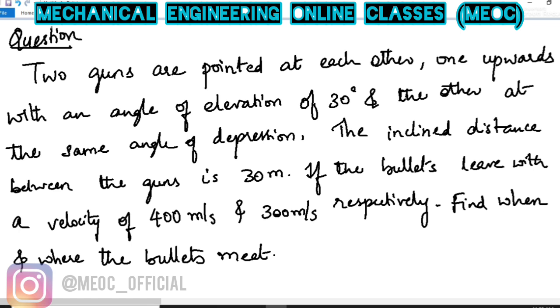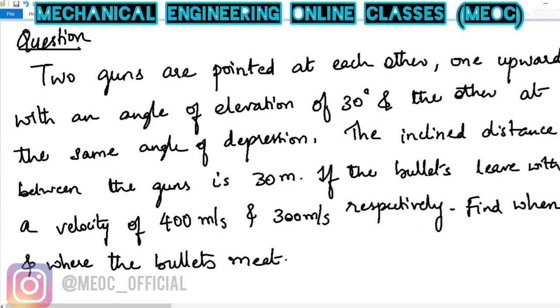bullets will meet. So 400 meter per second and 300 meter per second respectively means, in the question the first gun is that which is pointed upward, and the angle of elevation of it is 30 degrees. So the bullet that is coming from this first gun is having a velocity of 400 meter per second. The other gun which is pointed towards this first gun with an angle of depression again 30 degrees, the second gun, the bullet that comes out of it is having a velocity of 300 meter per second. So the figure is not given, so from the question we have to draw the figure.